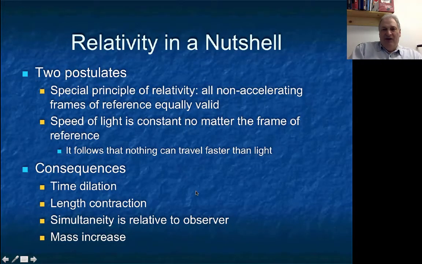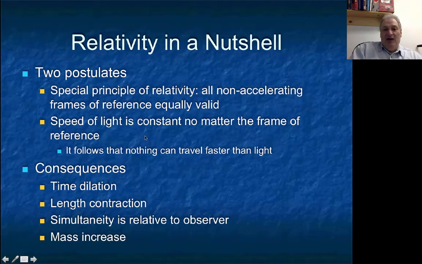I can summarize pretty much everything you need to know about relativity on this slide. Relativity depends on two postulates or assumptions. They are the special principle of relativity, which says that all non-accelerating frames of reference are equivalent. They're all equally valid. That's the idea that if you were in a spacecraft that had no doors or windows, you couldn't see out, there's no way that you could tell whether or not the spacecraft was moving as long as it's not accelerating. The second postulate of relativity is that the speed of light is constant no matter what frame of reference you're in, and it follows from that nothing can travel faster than the speed of light.